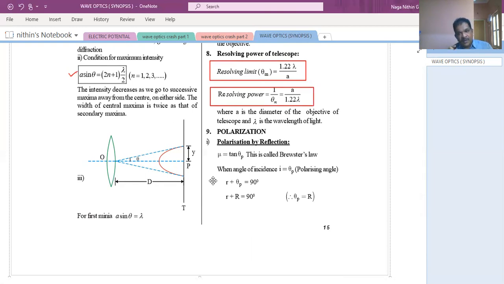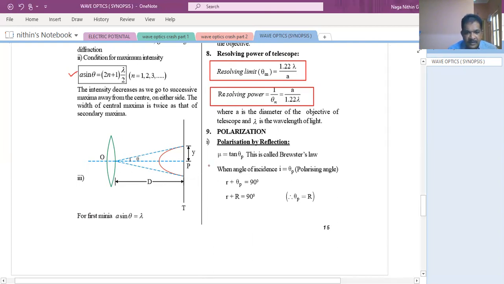Okay. When we send ordinary light through some crystals, the light will acquire one-sidedness, or that crystal will stop one component of light and allow another component. That phenomenon is called polarization.